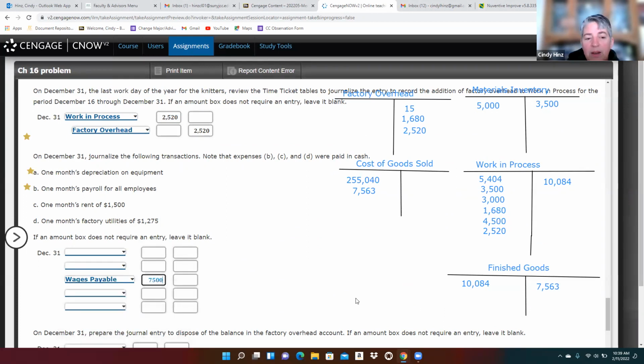Now, the only reason I know that's going on the third line is because I've done this problem before. There's no magic way that I knew that. I just know it because I've seen it before. But that wages payable, now we're going to pay it, and so the other side of that will be the credit to cash. We are told that B, C, and D, so the payroll, the rent, and the utilities, are all going to be paid in cash. So I don't yet know what that cash is going to be.